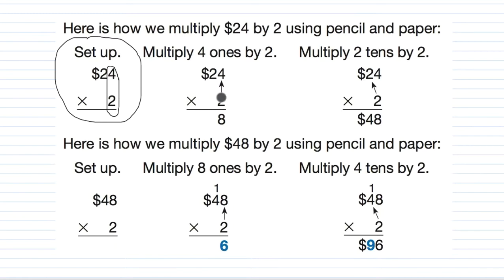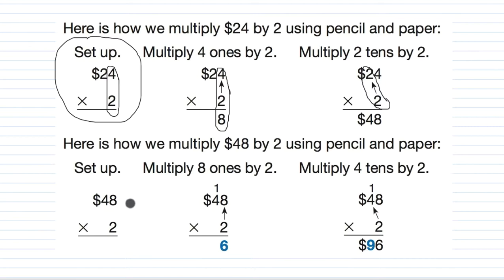Then we're going to start to multiply. First, we multiply our ones. 4 times 2 is 8. Our third step is to multiply our tens. We take our 2 and our 2 and we multiply those. 2 times 2 is 4.